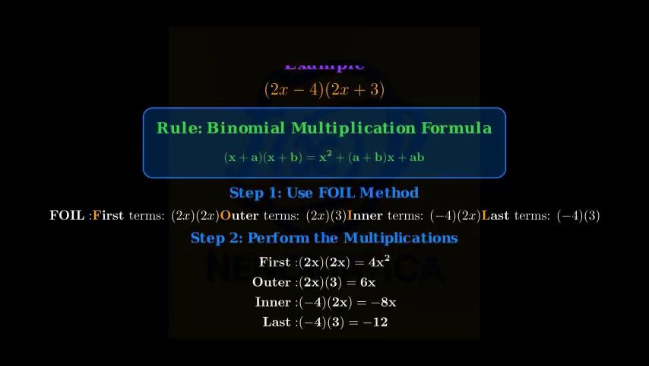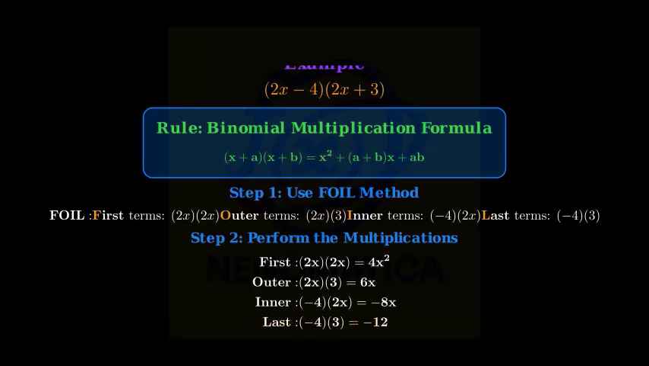First, we multiply the first terms. 2x times 2x equals 4x squared. Next, we multiply the outer terms. 2x times 3 equals 6x. Then, we multiply the inner terms. -4 times 2x equals -8x.